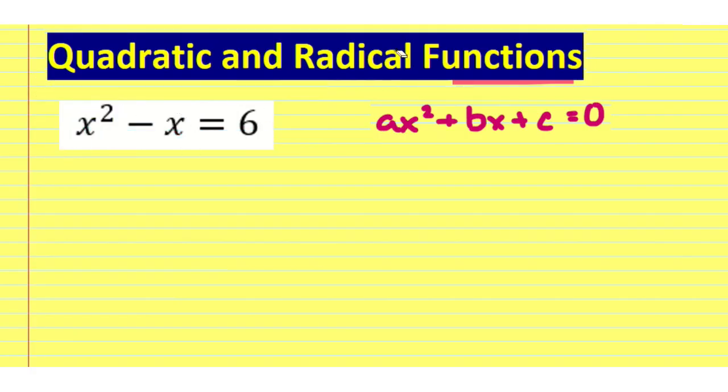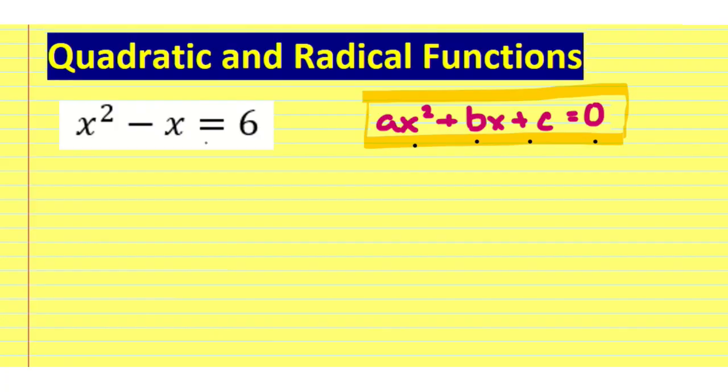So before we start to factor it, we want to make sure that our quadratic is in standard form. So this is standard form: ax squared plus bx plus c equals 0. So if you notice, everything is on one side, all three terms, and 0 is on the other side of the equal sign. So we are going to move the 6 over to the other side.